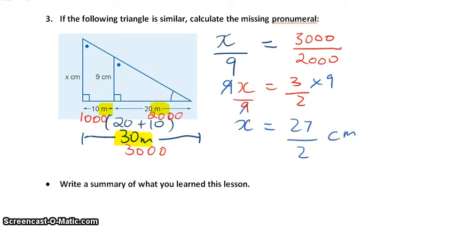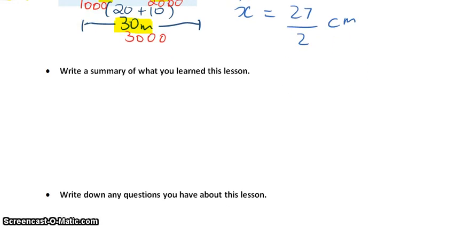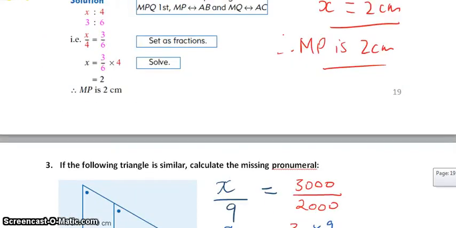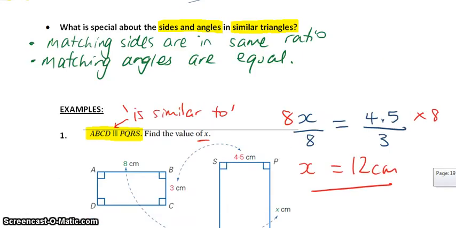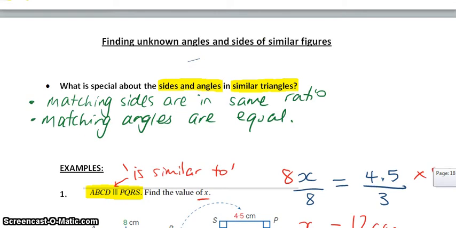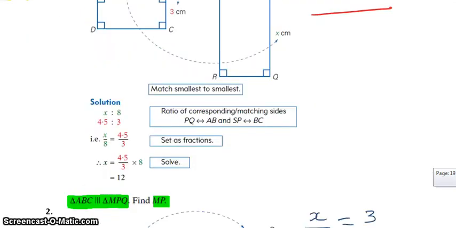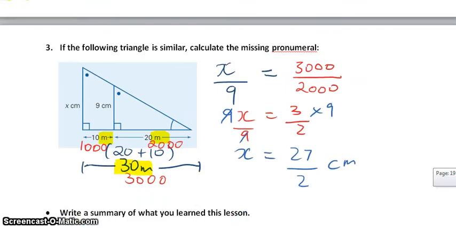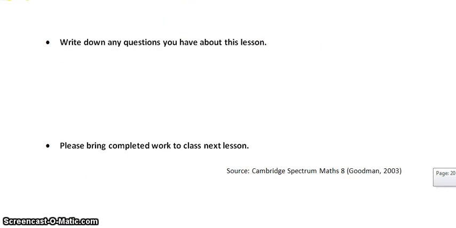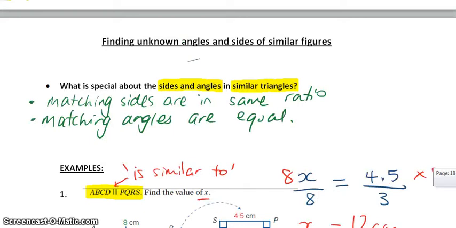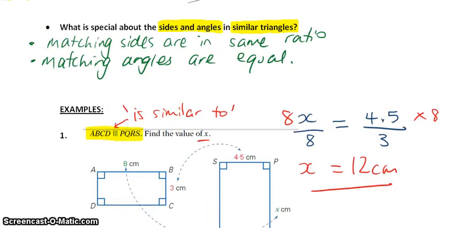Write a summary of what we learned today, any questions you have, and bring your booklet with you to class. Today we've learned about finding missing sides using similar figures. You can also find missing angles, and we've done some of that before already. So pause the video if you need to, and fill in the things that you understand, fill in the things that you don't understand as well, and ask me any questions in class.